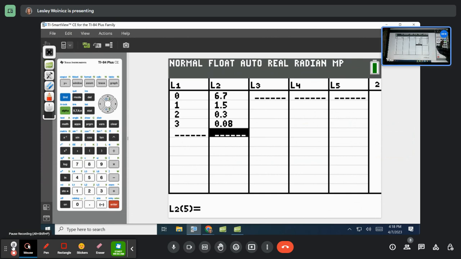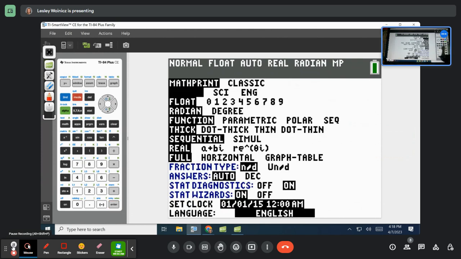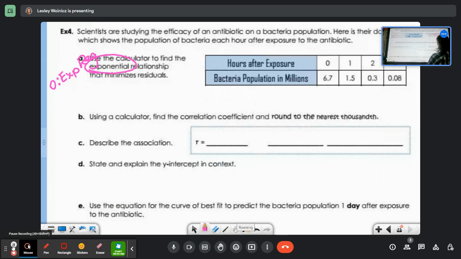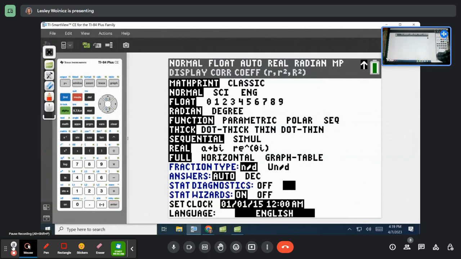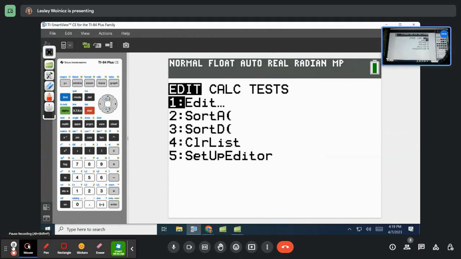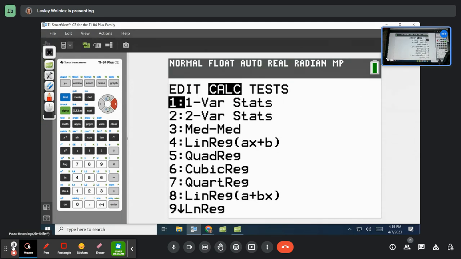Okay, our diagnostic tool is already on, but we're just going to remember how to do it. So we're going to go to mode, arrow down, and make sure that the stat diagnostics are on. Enter. And that will give us the R value that tells us the strength of our correlation. Oops, it's not what I wanted. Quit out of that. Go to stat, arrow over to calculate. We want 0 exponential regression.